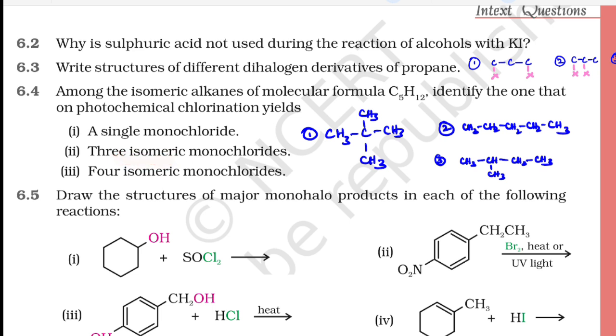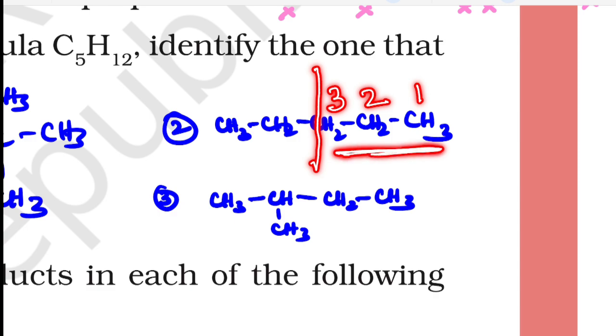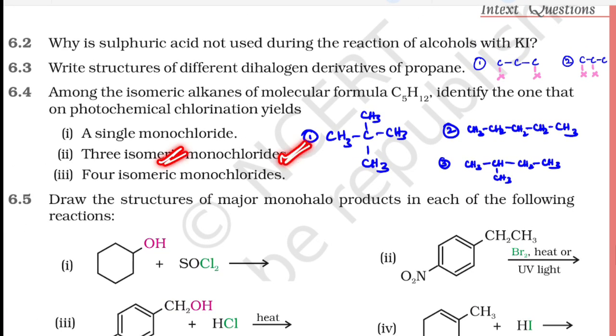3 isomeric monochlorides means 3 different types of hydrogen should be present. So this is the answer. Let us see whether 3 types of hydrogen atoms are present in this. So see here, this is a symmetric molecule. That is, exactly you can break this into 2 halves. So here this is one type of hydrogen, second type of hydrogen and third type of hydrogen. So 3 different types of hydrogens are there. So this will form 3 isomeric monochlorides. So this is the second answer.